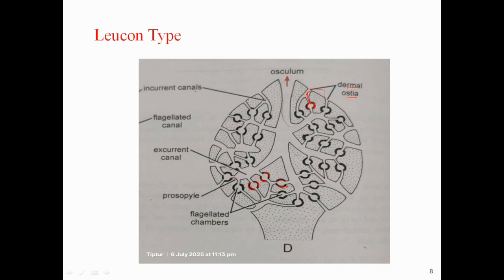Now from here, the water will enter the excurrent canal through the apopyle. And from this excurrent canal, the water will be expelled out of the body through the opening, which is the osculum. This is about the Leucon type of water canal system. Is it clear? This is all about the water canal system in Porifera.